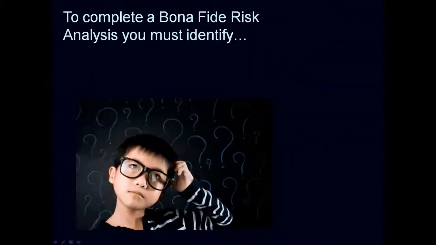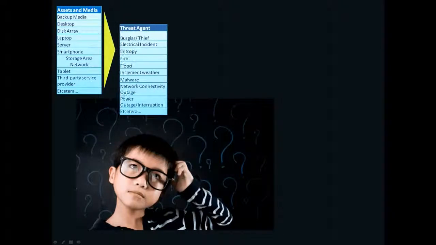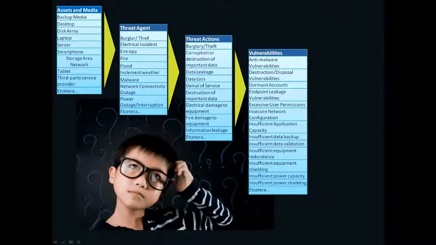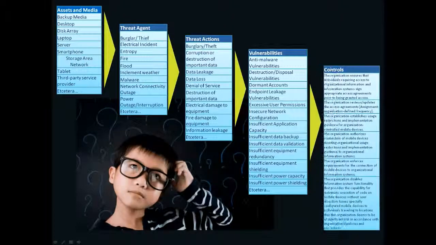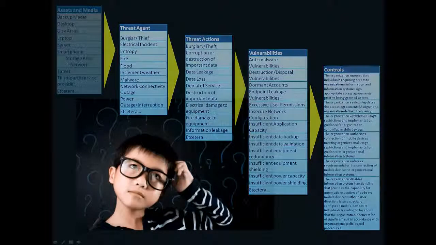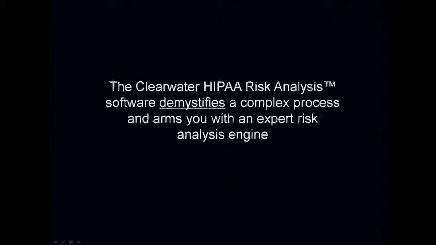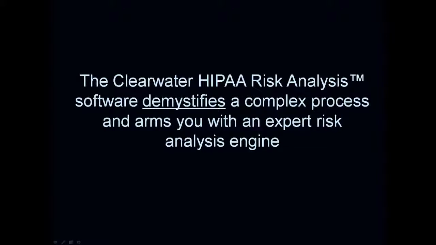To complete a bona fide risk analysis, you must identify assets and media that create, store, receive, or transmit EPHI; threats that might exploit that sensitive information; threat actions that those threat agents might take; your organization's vulnerabilities; and if you have the right controls in place. The number of factors you need to consider to determine your risk can be overwhelming. The Clearwater HIPAA risk analysis software demystifies a complex process and arms you with an expert risk analysis engine.